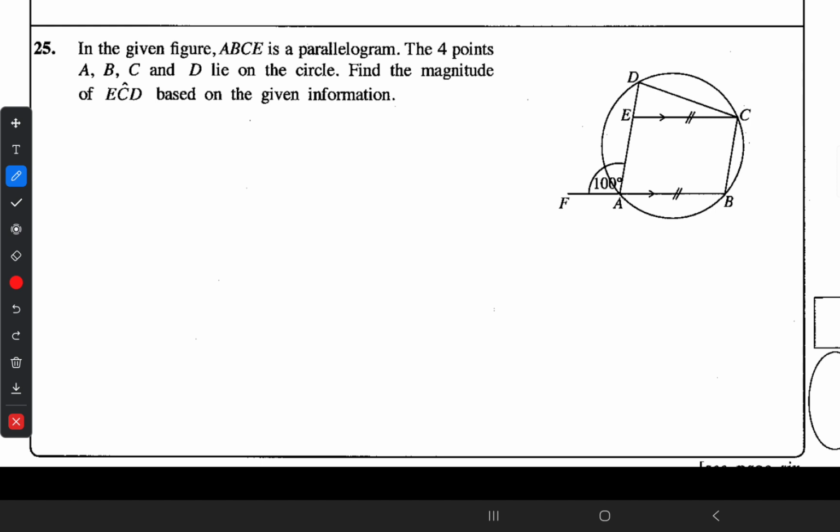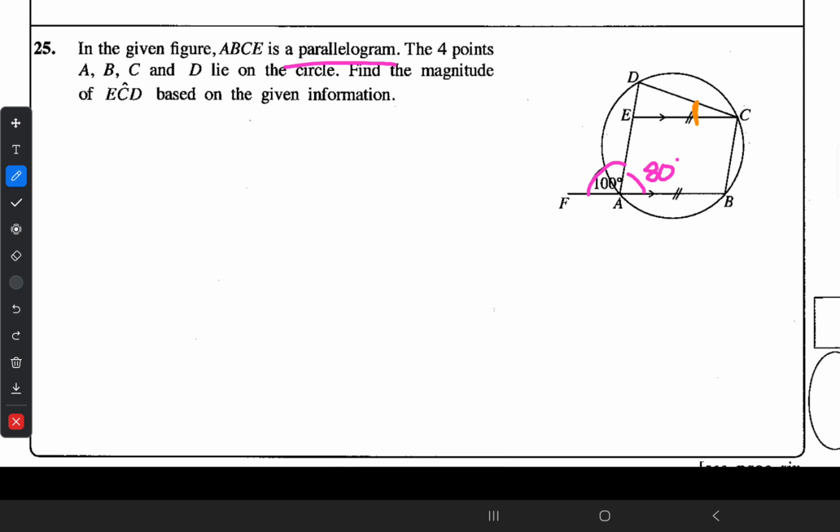In the given figure, ABCE is a parallelogram. That is an important data, and thereafter there are 4 points ABCD, so there is a cyclic quadrilateral. Find the magnitude of ECD. ECD, this. So to find that, before, if this is 100, this would be 80. This would be 80. And thereafter, just think about it.